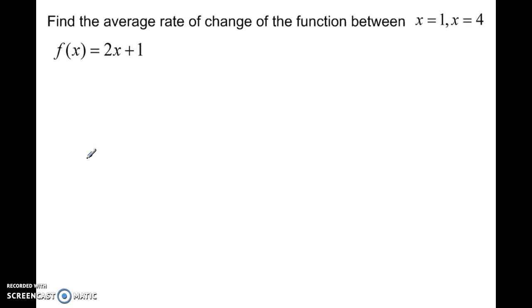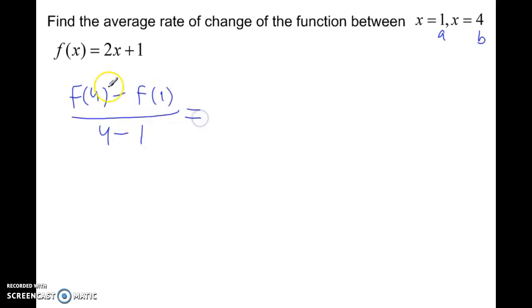Let's find another one here. So average rate of change on this function. It would be f of b, which in this case, let's make this a and this one b. So f of 4 minus f of 1 over 4 minus 1, using our formula. Plug 4 into the function. That would be 2 times 4 is 8, plus 1 is 9. Minus plug 1 into the function, 2 plus 1 is 3. Over 3, which would be 6 divided by 3, which is 2.